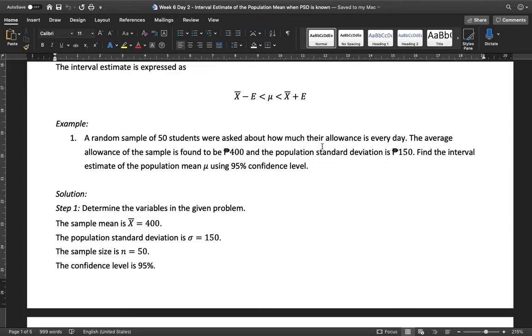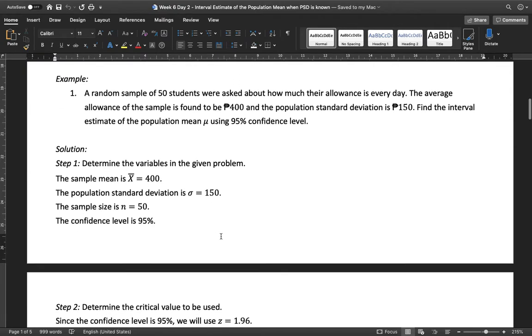Ano yung population standard deviation? 150 pesos. The sample size? 50 students. N equals 50. And the confidence level is 95%. It's important that we know the confidence level so that we would know what kind of critical value to use. So that's our next step.